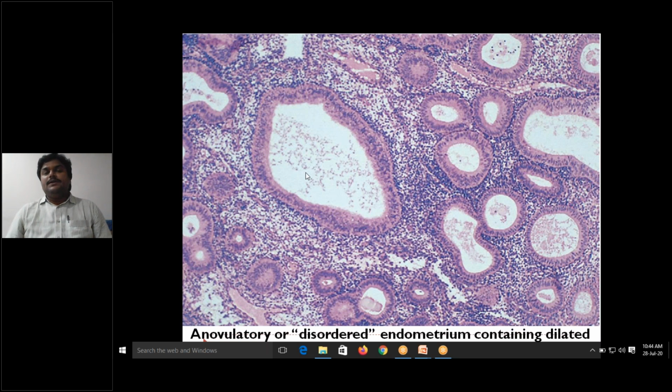If you see microscopically the woman coming with this disordered proliferative endometrium, you can see many tubular appearing, proliferative endometrial-like glands, but they are showing cystic dilatation and the lumen may be filled with some sort of secretion. And the stroma is also showing areas of edema. So this is nothing but an anovulatory or disordered endometrium containing dilated glands.